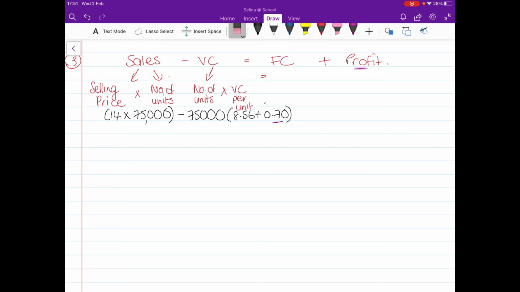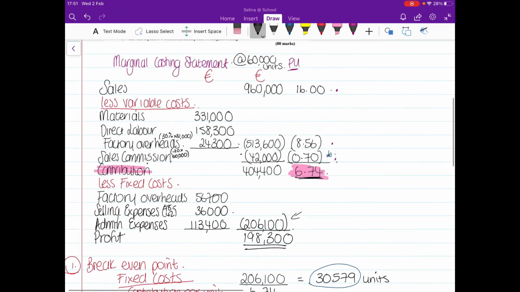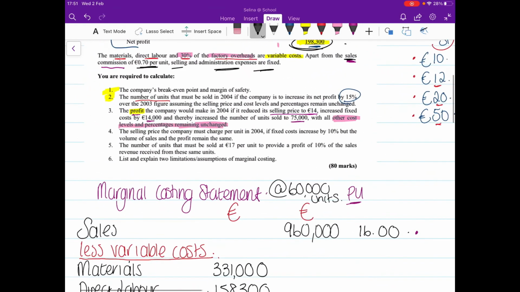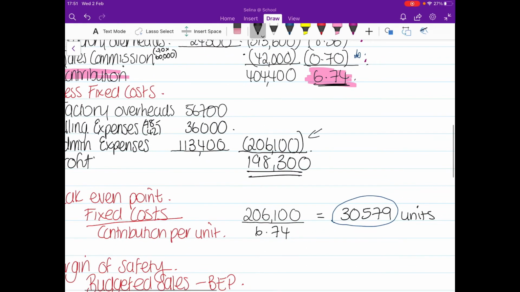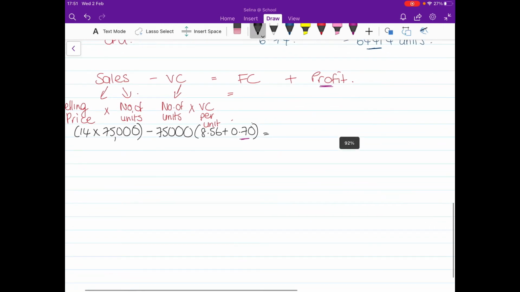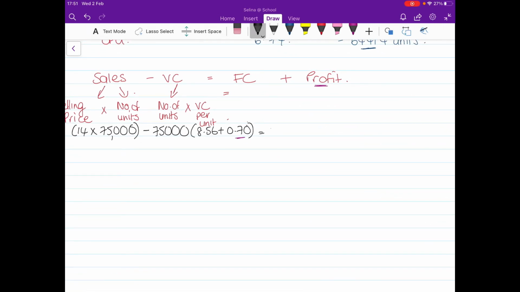Okay, and that is equal to our fixed costs. Is anything happening to our fixed costs? I think there is. It says that the fixed costs are going to increase by 14,000 euro. So our fixed costs were 206,100 and we're increasing that by 14,000. So show both of those figures: 206,100 plus 14,000. And my profit is what I'm trying to figure out.